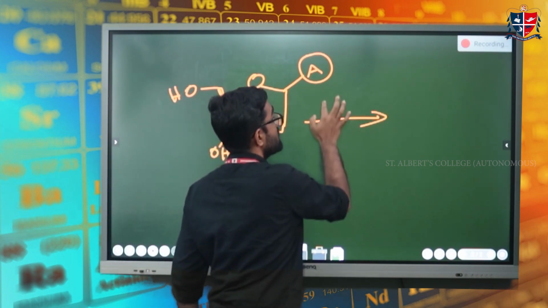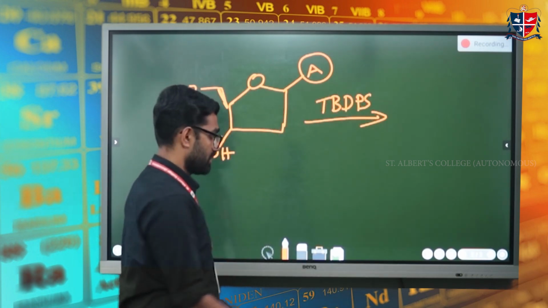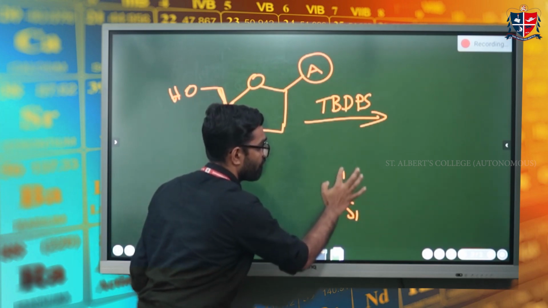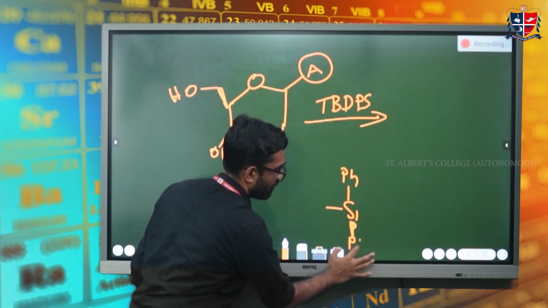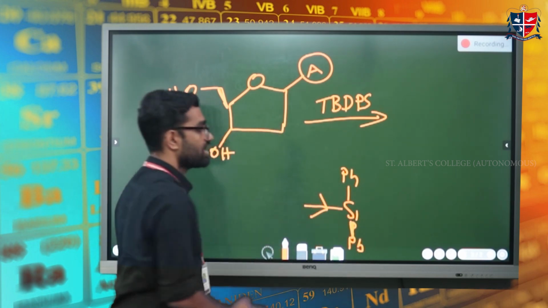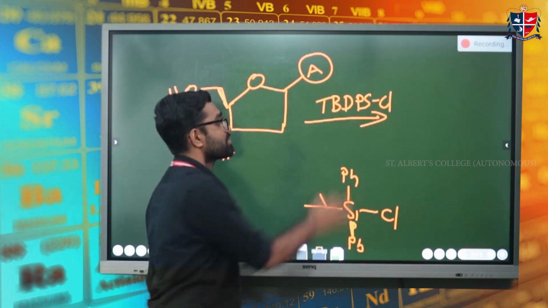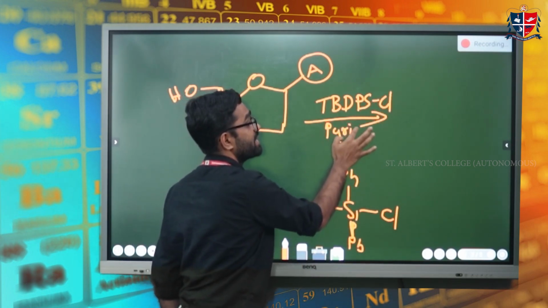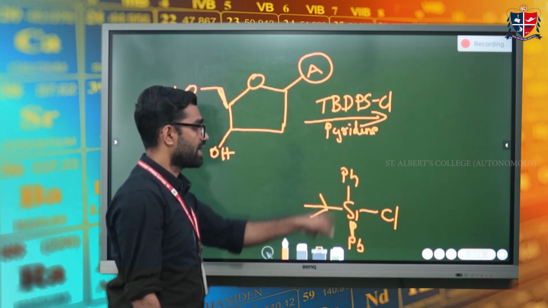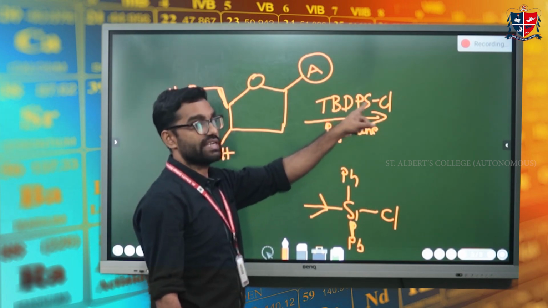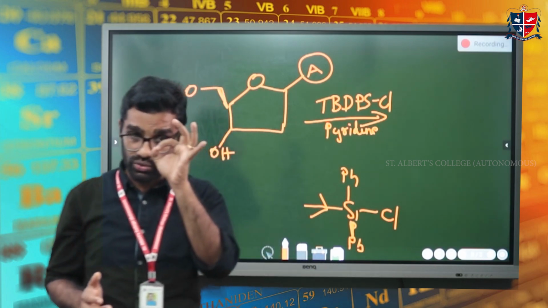So I use TBDPS, that is tertiary butyl diphenyl silyl chloride, TBDPSCl, in presence of, for example, pyridine, a base. Tertiary butyl diphenyl silyl chloride, TBDPSCl, in presence of pyridine. So what happens if I use TBDPSCl?